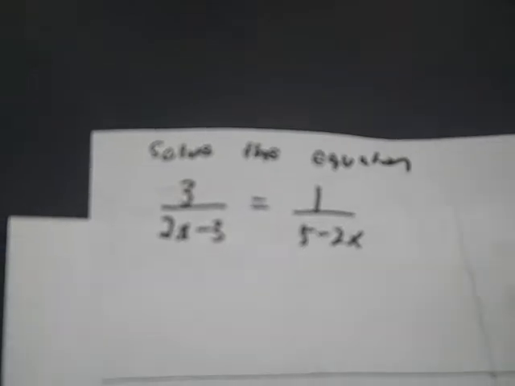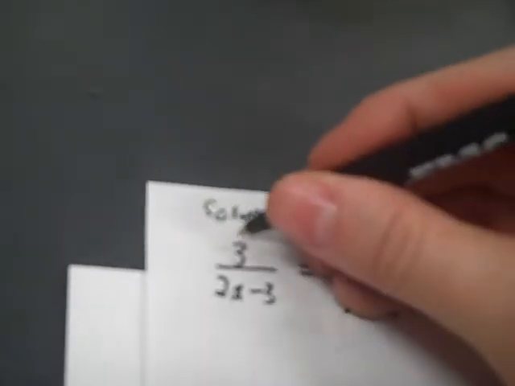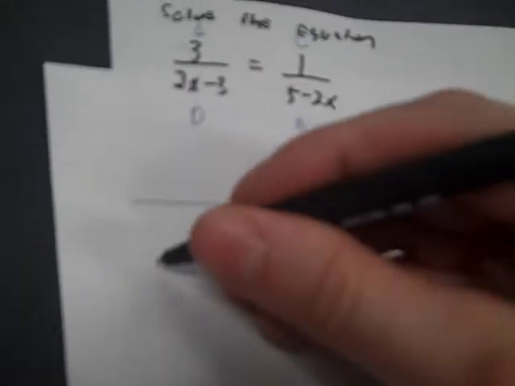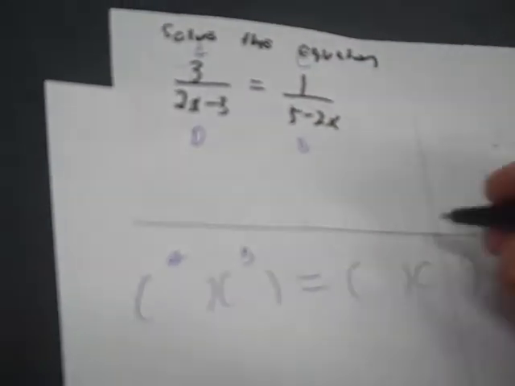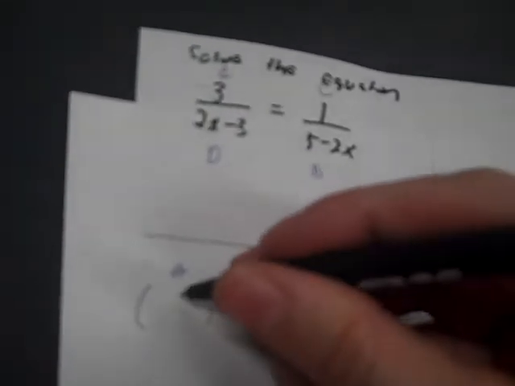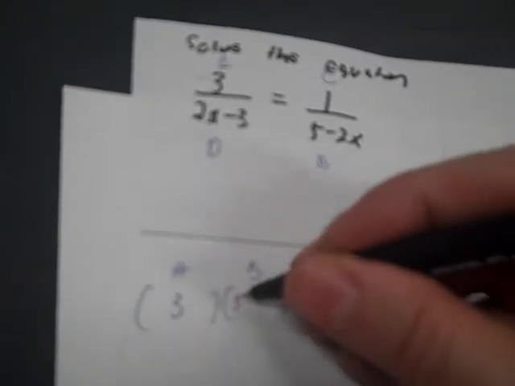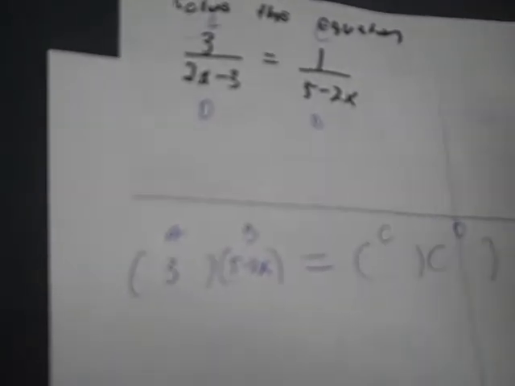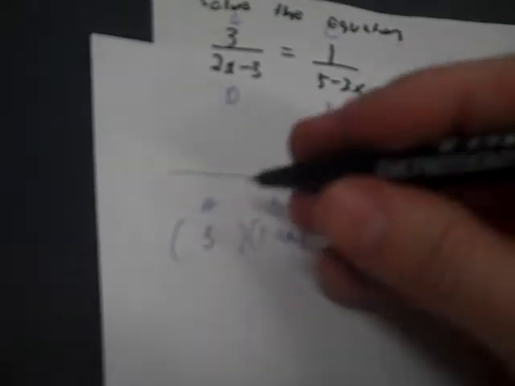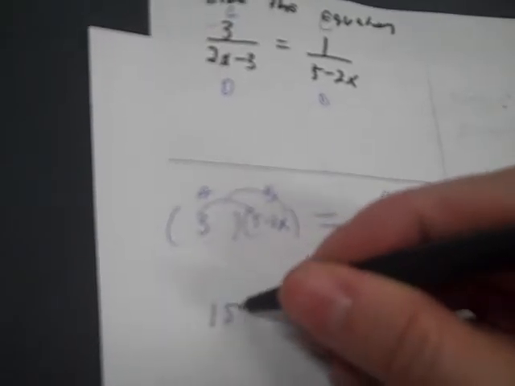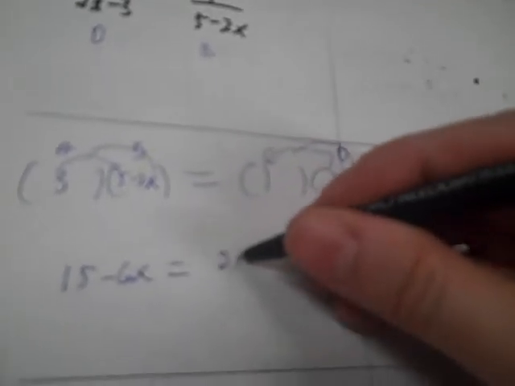Okay, next problem's pretty simple. Again, this is a proportion. It can be solved using just ABCD cross products. So I take A times B, that equals C times D. So my A is 3, the B is 5, minus 2x. Okay, and then I got 1 and 2x minus 3. So I distribute, that gives me 15 minus 6x, and that's 2x minus 3.